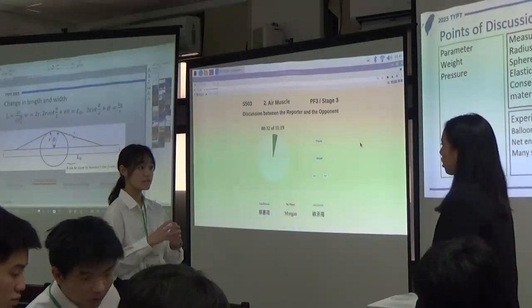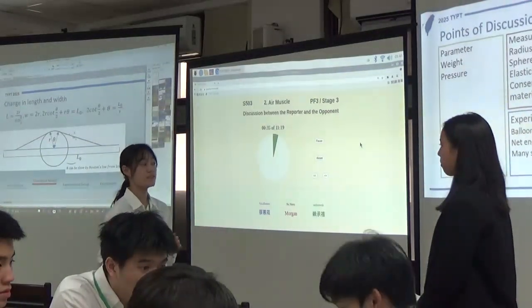We treat the balloon as a circle shape because it's easier to calculate.